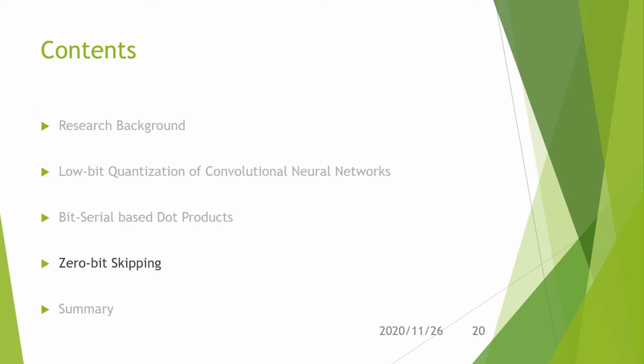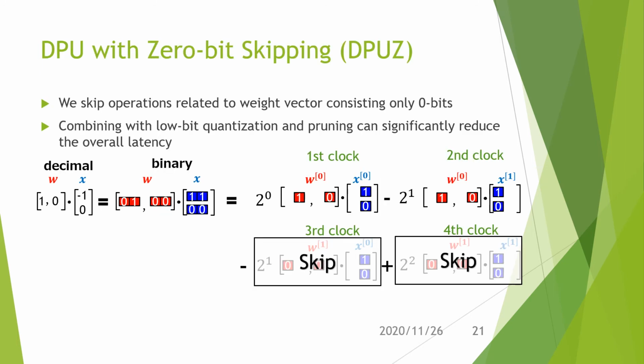Next, I'd like to introduce the proposed 0-bit skipping. To reduce the latency of the DPU, we introduce a 0-bit skipping technique. If the binary weight vector is a 0 vector, we skip the binary dot product relating to it. Combining low-bit quantization and pruning can significantly reduce the overall latency.